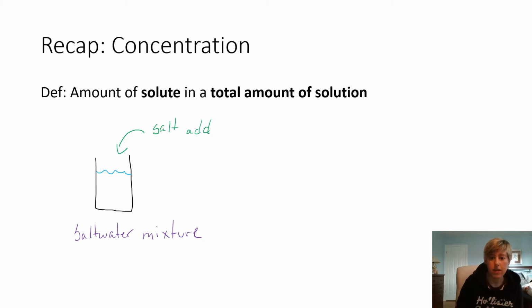Now my concentration would be based on how much salt I had. So let's say I added 3 grams of salt, and I had, let's make it easy, 2 liters of water. So my concentration of salt would be 3 grams of salt for my 2 liters of water, which would give me a salt water concentration of 1.5 grams per liter.